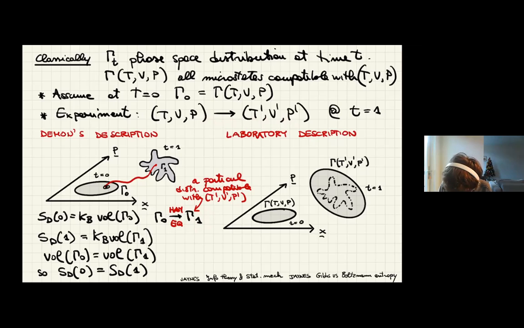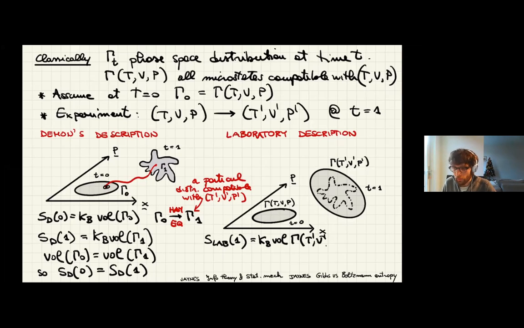And now we are ready to compute the entropy according to the agent in the lab. What's the entropy at the final time? Well, it's Kb times the volume of the probability distribution that the agent associates to the final state. Remember that the agent doesn't apply Hamilton's equations. The only thing that the agent knows is that the final macrostate is T prime, V prime, P prime. So everything the agent knows is that the state is some point inside gamma of T prime, V prime, P prime, the set of microstates compatible with the macrostate.